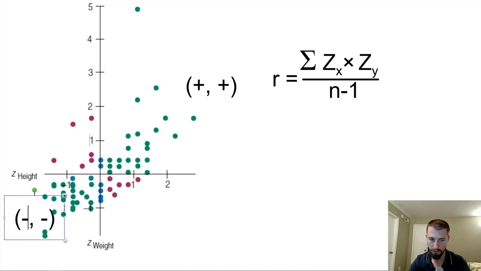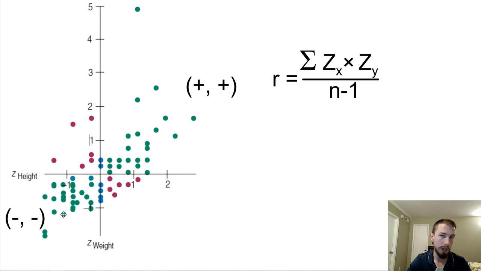I'm trying to do this on the fly. I should have done it before, but that's okay. But when we multiply the product of two negatives, they become positive again. So anything that's going in these directions here, in the first or the third quadrant, is going to result in a positive product of a z-score. Anything that's in the second quadrant and the fourth quadrant would be a negative z-score, okay?